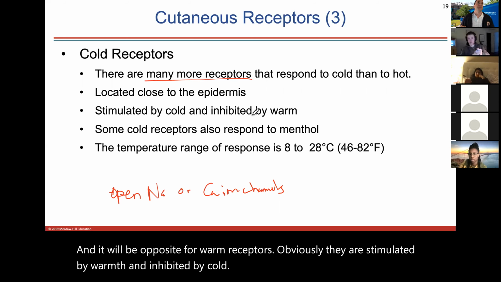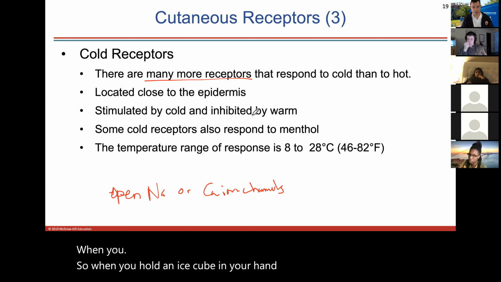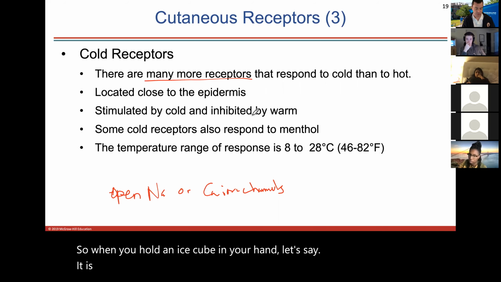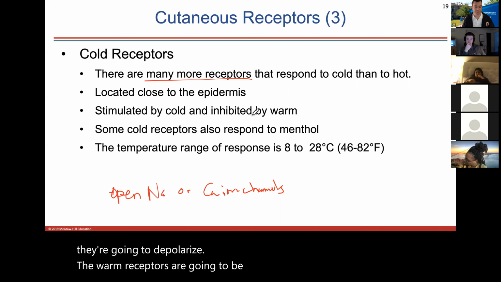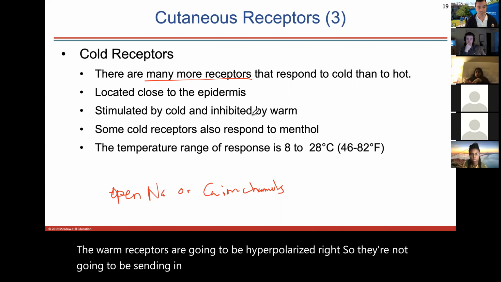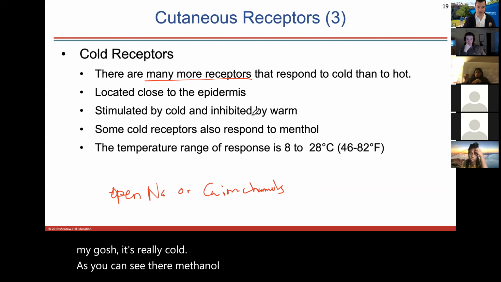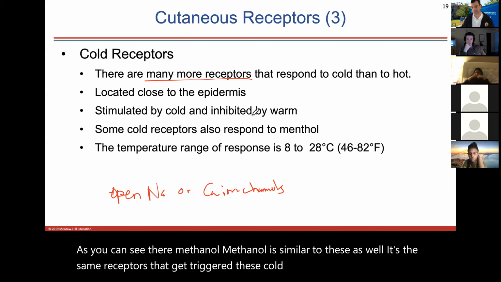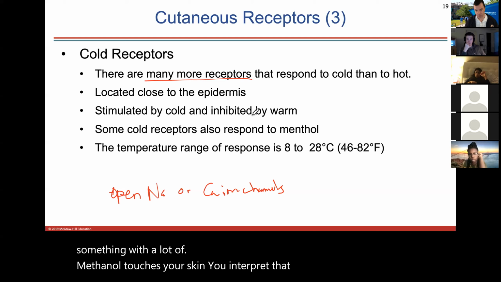When you hold an ice cube in your hand, let's say, it is those cold receptors that are going to be triggering themselves and they're going to depolarize. The warm receptors are going to be hyperpolarized, right? So they're not going to be sending in any information. So then you interpret that thing as, oh my gosh, that's really cold. As you can see there, methanol is similar to these as well. It's the same receptors that get triggered, these cold receptors. So when something with a lot of methanol touches your skin, you interpret that as really cold.